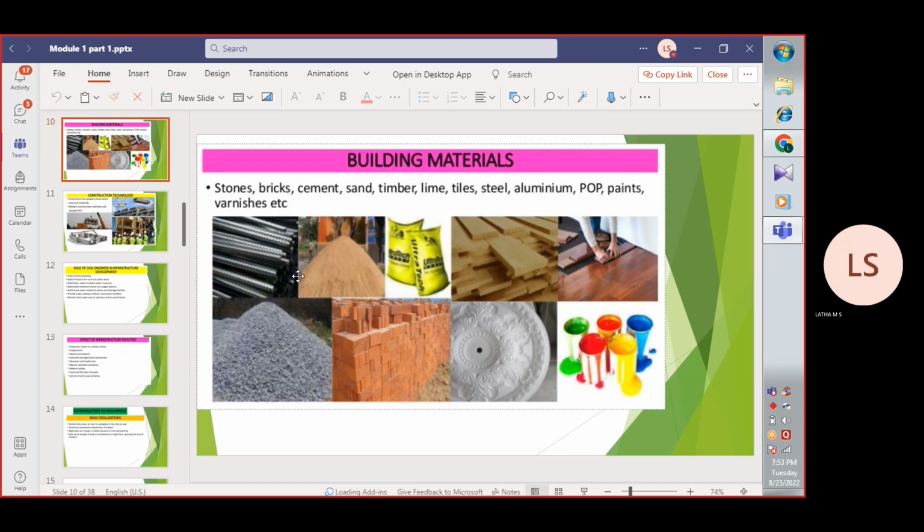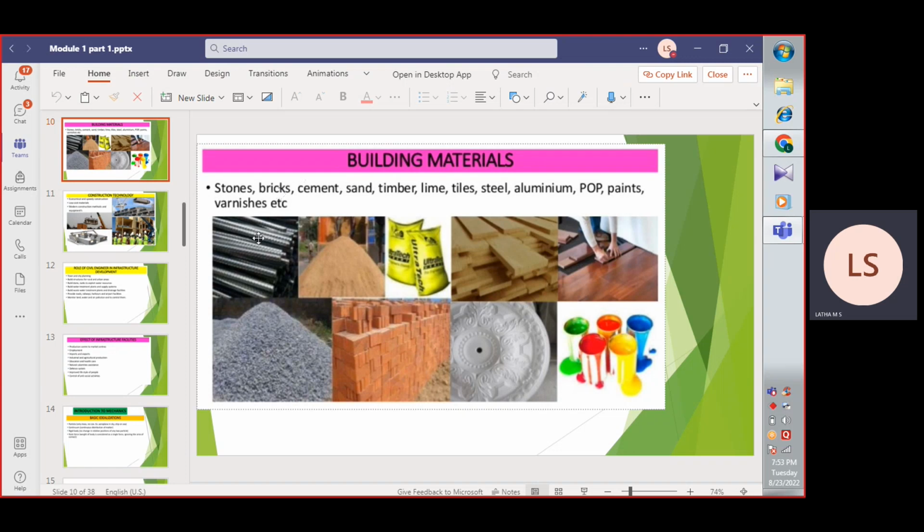In the previous session, we learned about the various fields of civil engineering. That is, surveying, geotechnical engineering, structural engineering, highway engineering, water resource engineering, sorry, environmental engineering, right? Now coming to the next part of module 1, that is building materials.